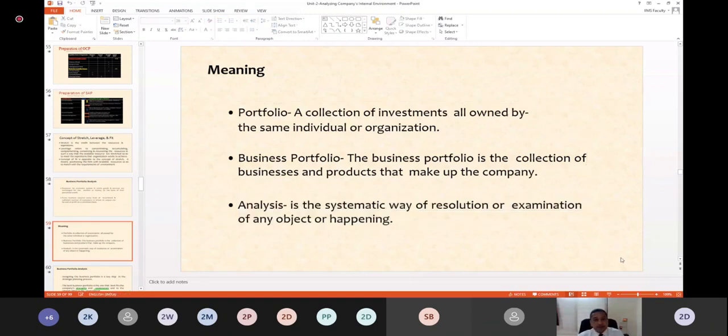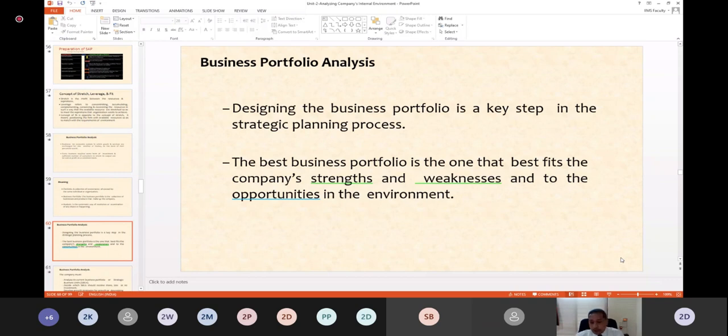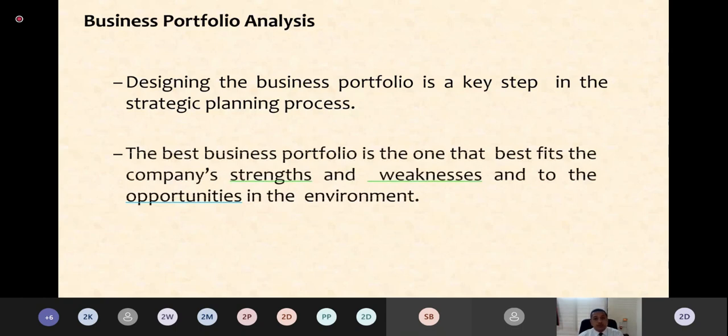Going ahead, now we have to talk in detail about business portfolio analysis, since we have understood what a business is, what a portfolio is, and what analysis is. Then what is there in business portfolio analysis and how do we do that? That we will have to understand. In business portfolio analysis, we will have to analyze all the different businesses or product lines a company has. This helps in designing the business portfolio, and it is a key step in the strategic planning process.